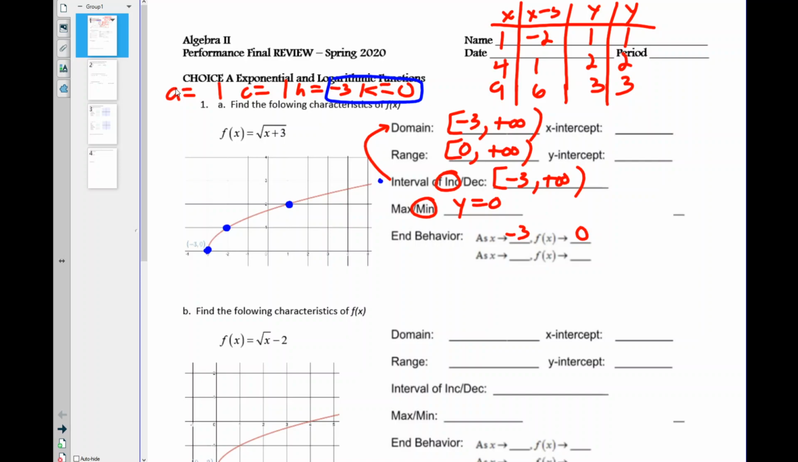These are all just looking at the graph. And then on the right side, where's the arrow going? Positive infinity, and then same thing for y, positive infinity. If by now you don't understand end behavior, I just don't know what I can teach you today to make you understand it.